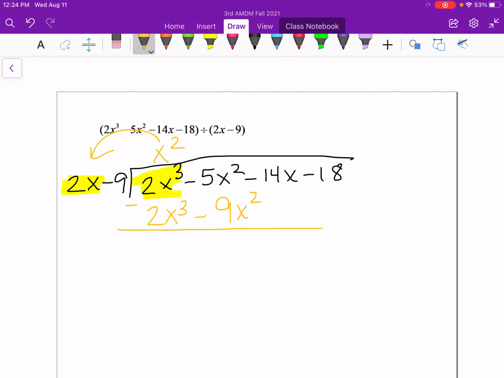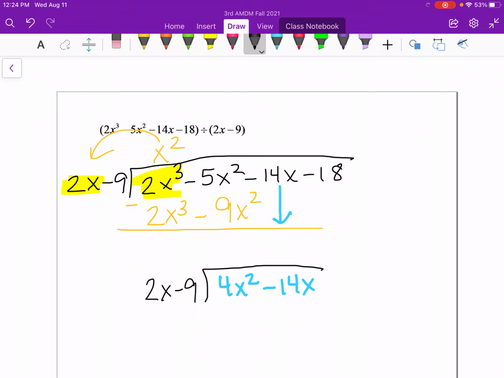Negative 5x squared minus negative 9x squared. So the minus a negative makes it a plus. So this is like negative 5x squared plus 9x squared. And that gives me 4x squared. I'm actually going to write that a little bit further down. So I get 4x squared. And I'm going to bring down this minus 14x. And I'm going to rewrite this so that you see this is just divided by 2x minus 9.